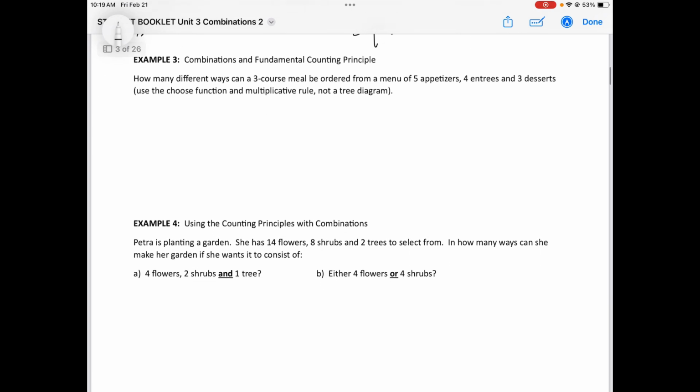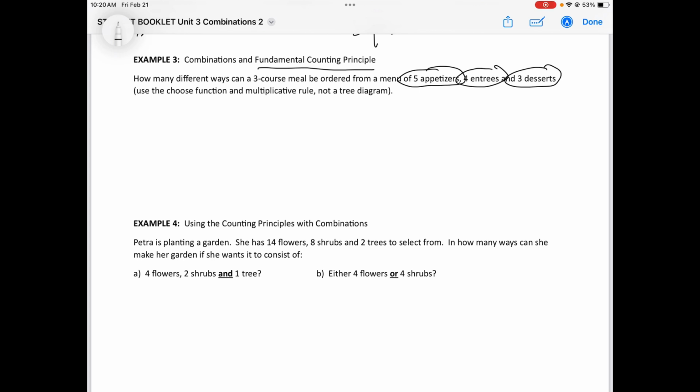Okay, so let's expand on this. Combinations and the fundamental counting principle. As a recap, the fundamental counting principle is when we have more than one event occurring under the scope of one thing happening. So one event, okay? So like different stages. How many different ways can a 3-course meal be ordered from a menu of 5 appetizers, 4 entrees, 3 desserts? Okay? We're not going to use a tree diagram. We're just going to go straight to the choose function.